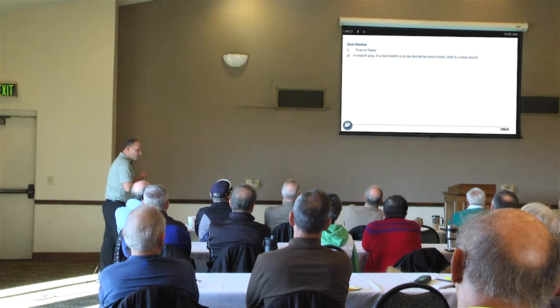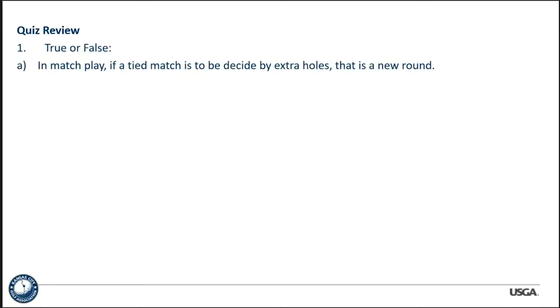All right, ready for the quiz review. Question number 1, all my true-false questions to start off with. In match play, if a tied match is to be decided by extra holes, those are a new round. True or false? False. It is a continuation of the first round, of that one round as we talked about.